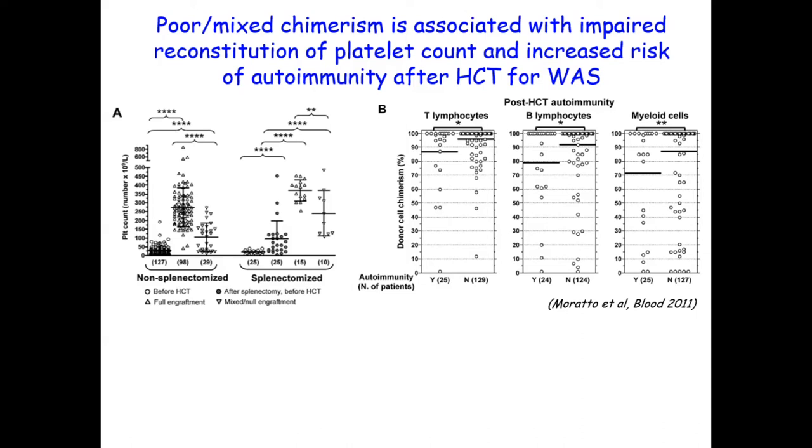The other issue that is associated with mixed chimerism is a higher incidence of autoimmunity. So you really want, as much as possible, to obtain full engraftment from the donor. That should be your goal. Totally correct your blood compartment with donor-derived cells. Don't have any from your own. And so, to do that, unfortunately, we do have to use intensive chemotherapy.